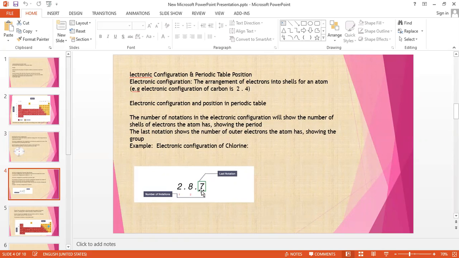So it is a group 7 element, right? The number of outer electrons is 7, which is known as group 7 elements, right? So this is the last notation, which is known as the electron configuration of chlorine. And you know the last notation shows the number of outer electrons the atom has, showing the group. So this is the point.